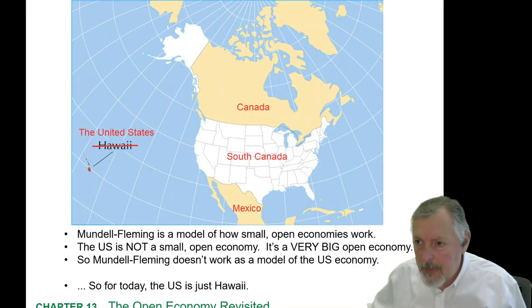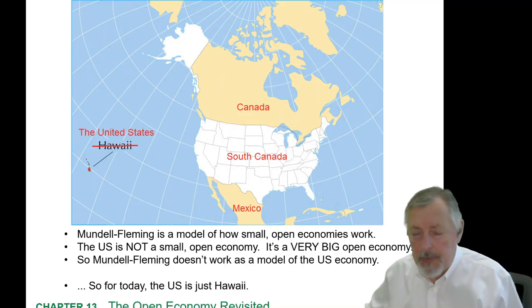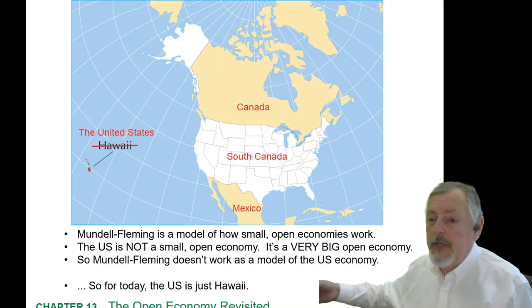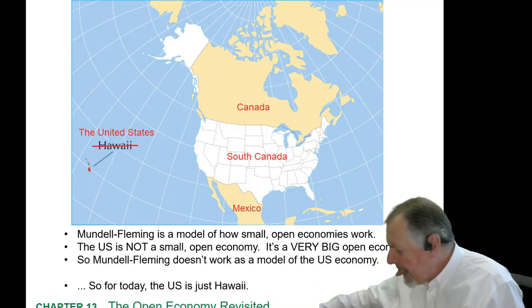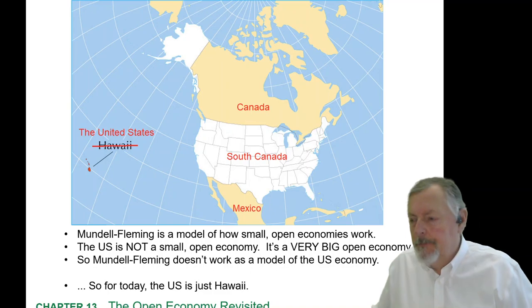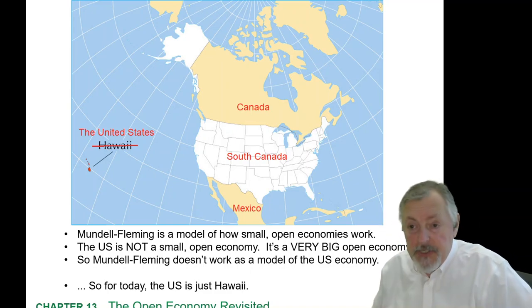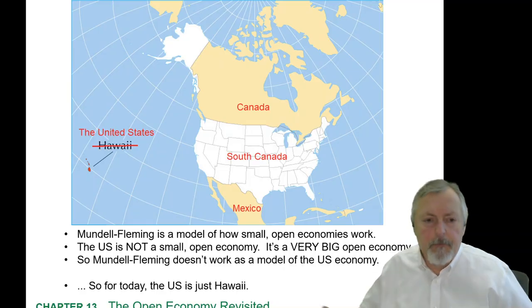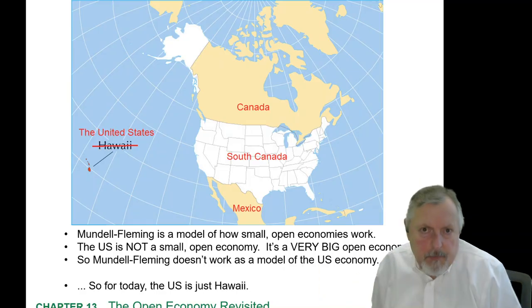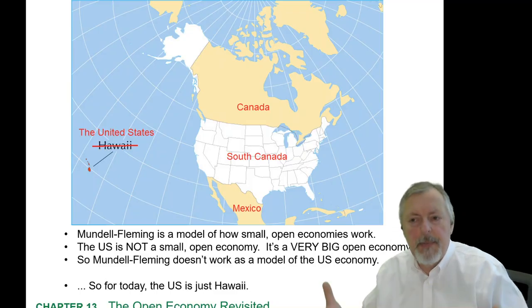Now, Mundell-Fleming, it's a model of a small open economy. This creates a teaching problem. If I was teaching this course in, for example, New Zealand, I could give all sorts of examples from the local economy, New Zealand, of how this model works describing our economy.